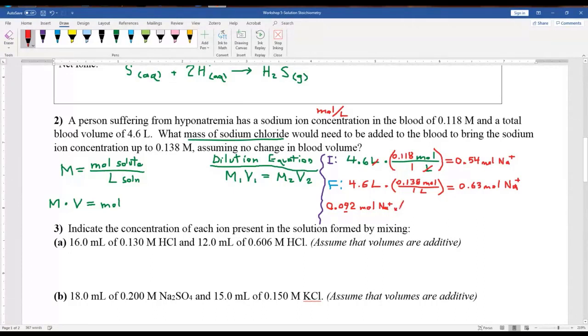So from that I can go ahead and convert. I know that for every 1 mole of sodium ion, I'm going to need 1 mole of sodium chloride, right? Right. And then from there, I can convert moles of sodium chloride to grams using the molar mass. So 1 mole of NaCl is equal to the molar mass, which is 58.44 grams of NaCl.